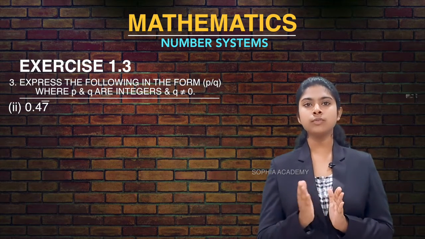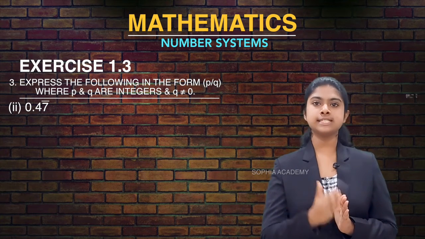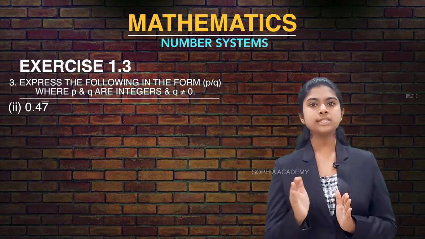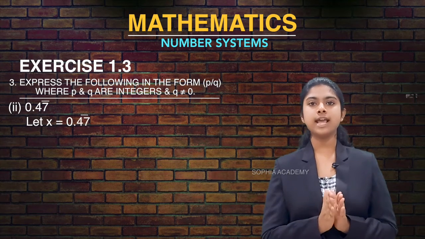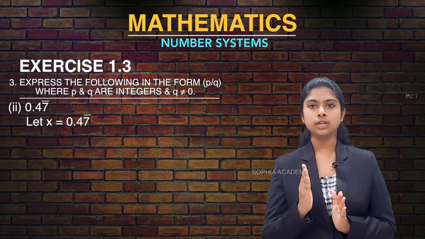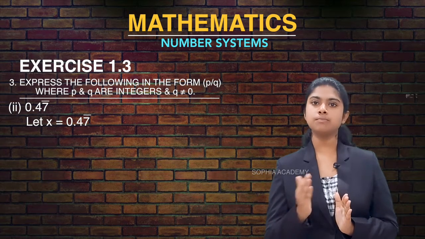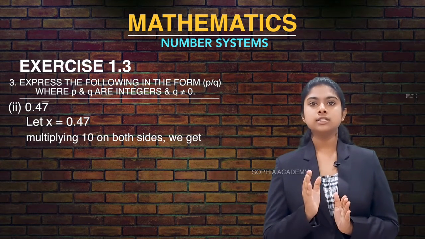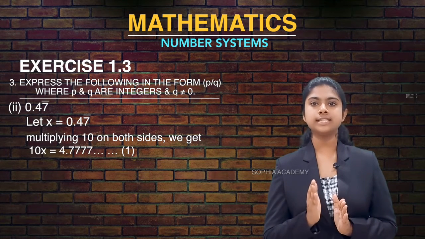So what we are going to do is, firstly we are going to shift the 4 before the decimal. It is after the decimal. The question is 0.4 bar over 7. So we are going to shift this 4 before the decimal. Let us consider x is equal to 0.4 bar over 7. So to move 4 from after the decimal to before the decimal, we are going to multiply by 10 on either side. That is x into 10, that is 10x is equal to 4.7 bar.